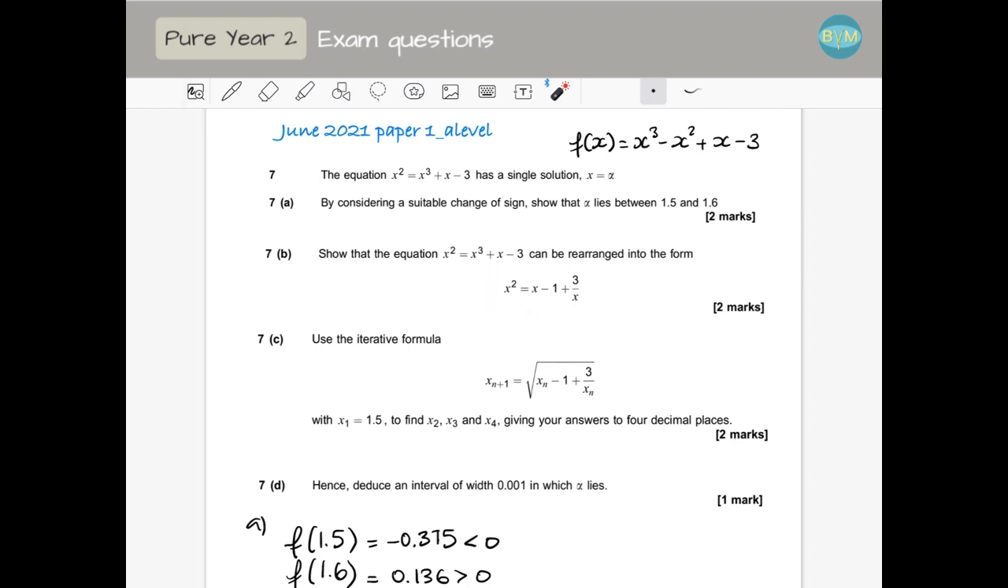Then for b, they say show that the equation can be rearranged into the form given. See, these two marks are quite simple. You don't have to have an idea of iteration. It's just rearranging. So you see the 3 here is divided by x and here was alone. So I would compare these two just to see quickly what I can do. If I divide this equation by x, I would have 3 divided by x, this x divided by x is going to be 1, and these two are just swapped. So this is going to be x squared and this one is going to be x, and they are just in another position.